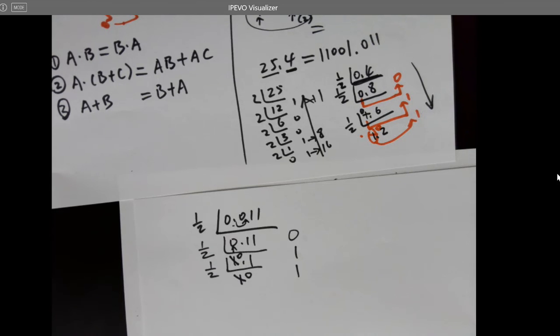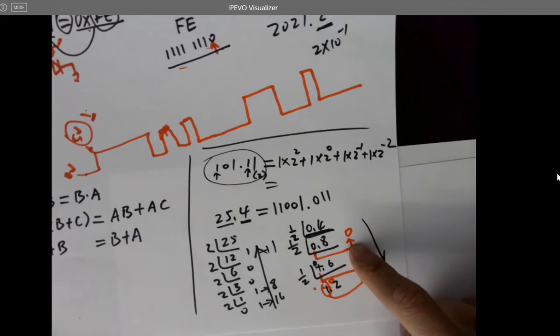Because top to bottom is 0, 1, 1, and this is 0, 1, 1. Why put 0, 1, 1 here and eventually get 0, 1, 1? Why? Because we know it's 0, 1, 1. How do you know it's 0, 1, 1? I just calculated. I just did it here.